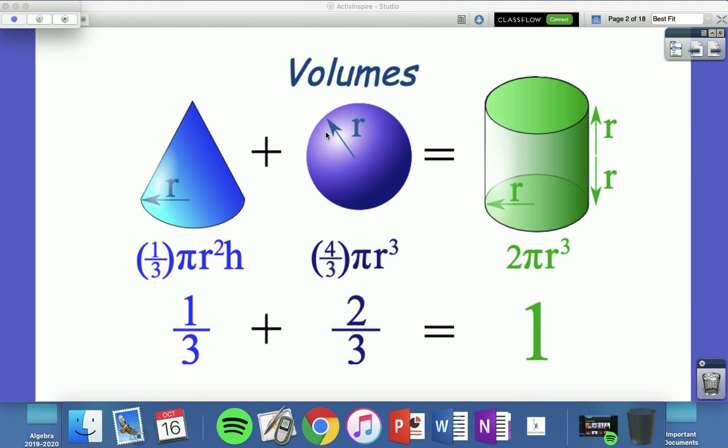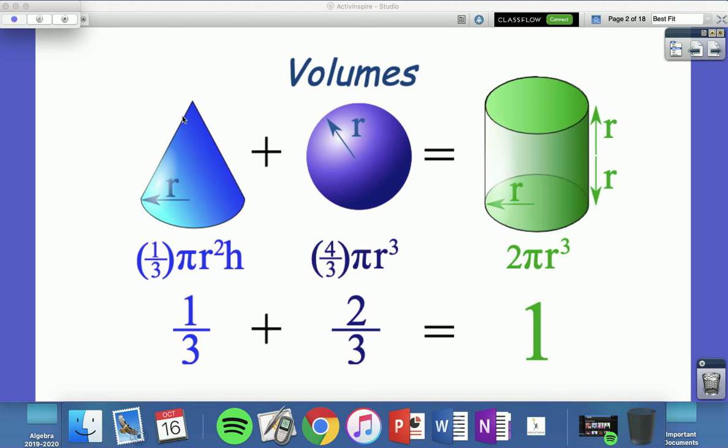So if they all had the same radius. We remember radius is halfway through a circle. So when we're looking for radius, we're looking for halfway through the circular side. When we're dealing with a cone and a cylinder, we also technically have a height. So the height of the cone is going to go from the tip all the way down to the base. So we're looking for the height to be straight up and down.